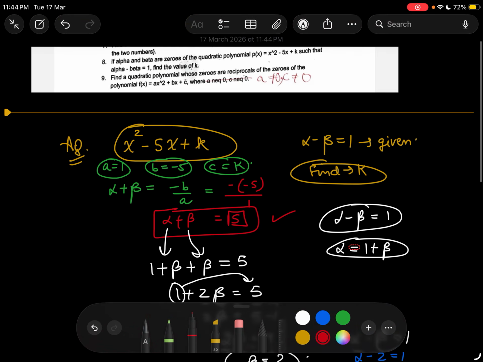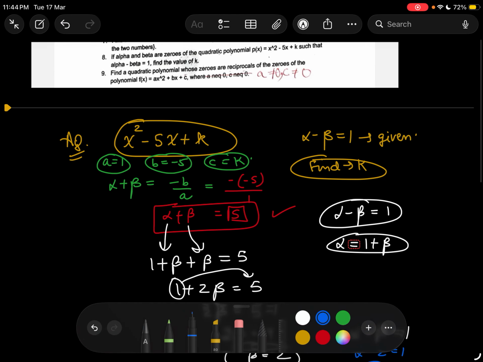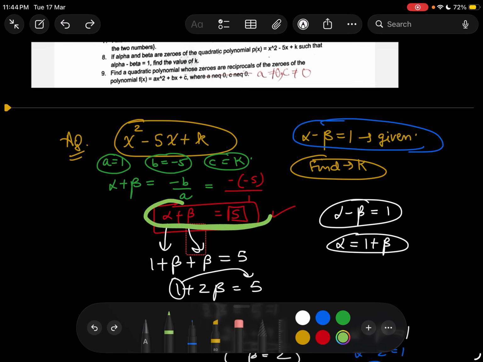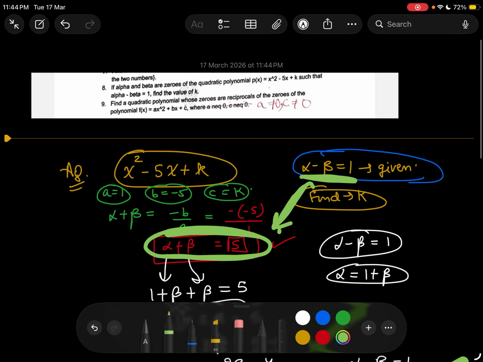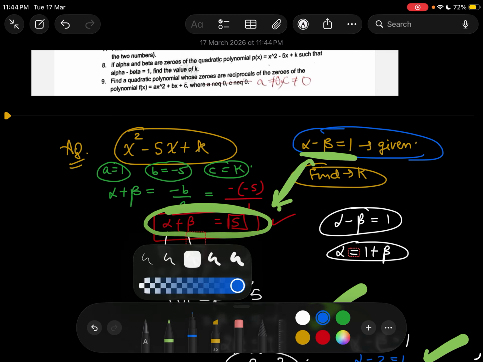That's it. So what did we do in this question? Here basically we need to make two equations. This is already given, right? And this you will make on your own, that alpha plus beta is this. You just put the value of either alpha or beta in this one and calculate the answer. That's it. Let's see the next one now.